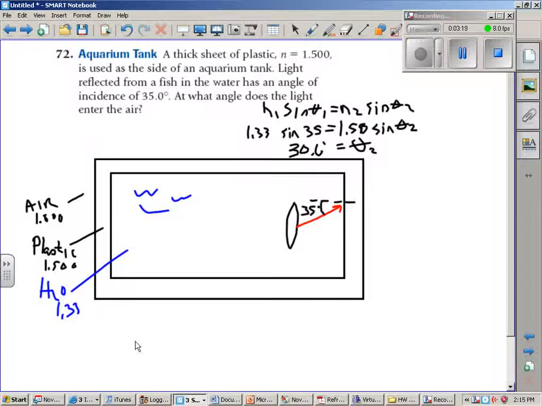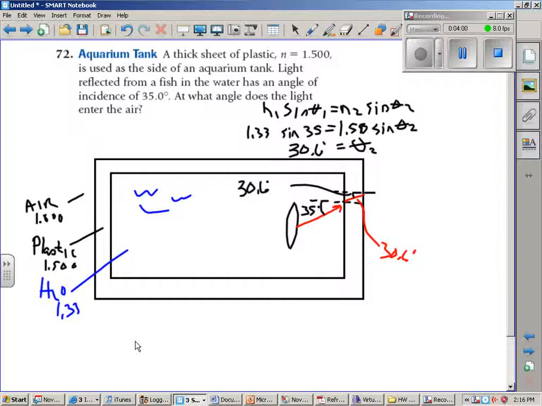Okay, so it's going to refract like that. And this angle right there is 30.6 degrees. So this bends here like that, 30.6. Now I gotta draw my normal in again, and this angle is also going to be 30.6 degrees because of the alternate interior angles.